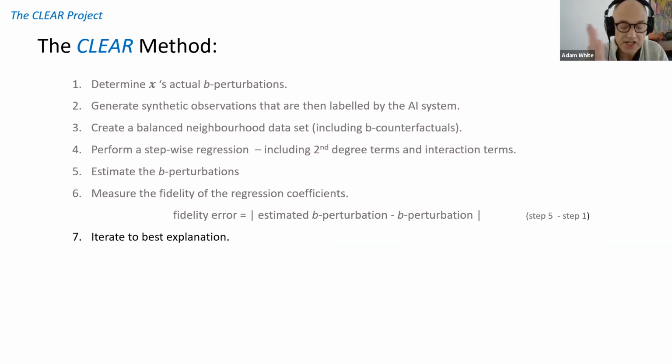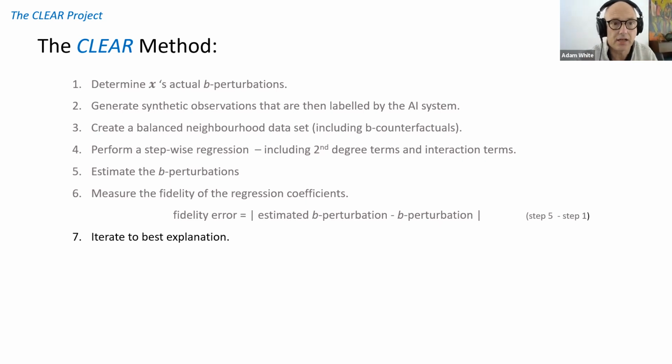So the user can start changing parameters to see how much they affect the trade-off between interpretability and fidelity. So for example, if you increase the number of terms in the regression equation, then that might increase the fidelity, but that might at the same time decrease the interpretability. But the key point is, by knowing how faithful your explanation is, you can then start playing around with the parameters to come up with the best trade-off for you.